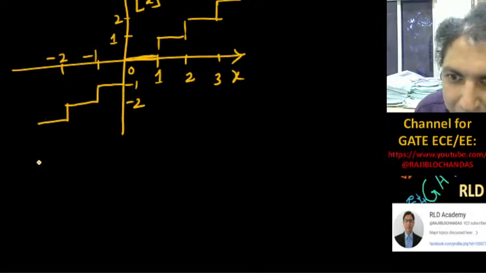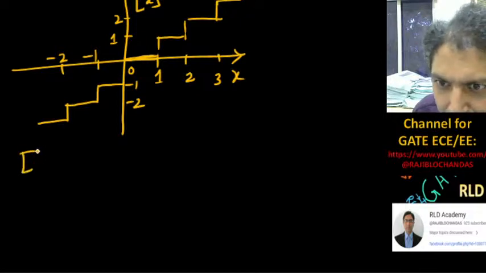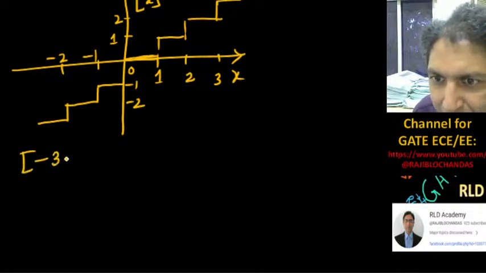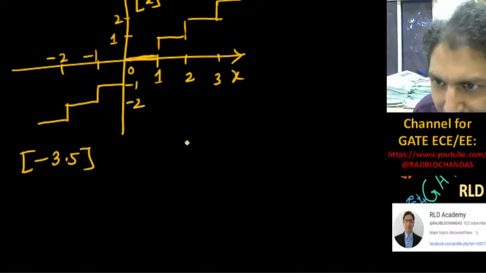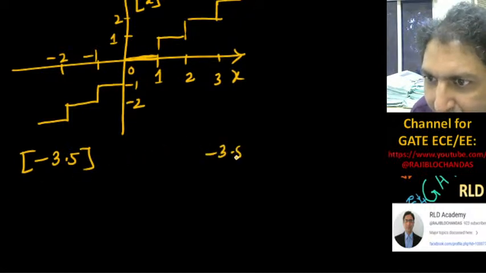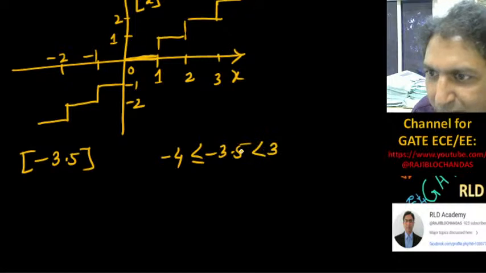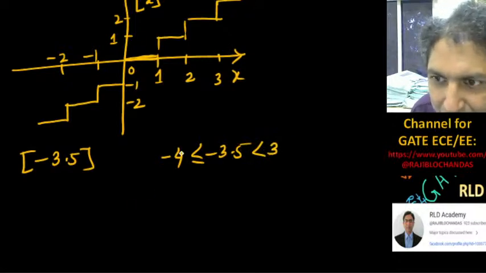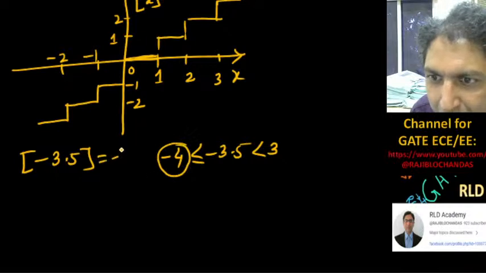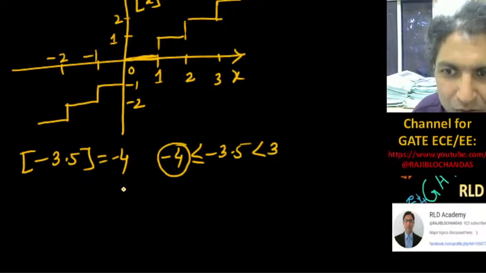Suppose I again consider minus 3.5. What can you write? This minus 3.5, I can write, is within minus 4 and minus 3, within this range. It will start from minus 4, thus its value will be minus 4. It's not minus 3. Be careful here.